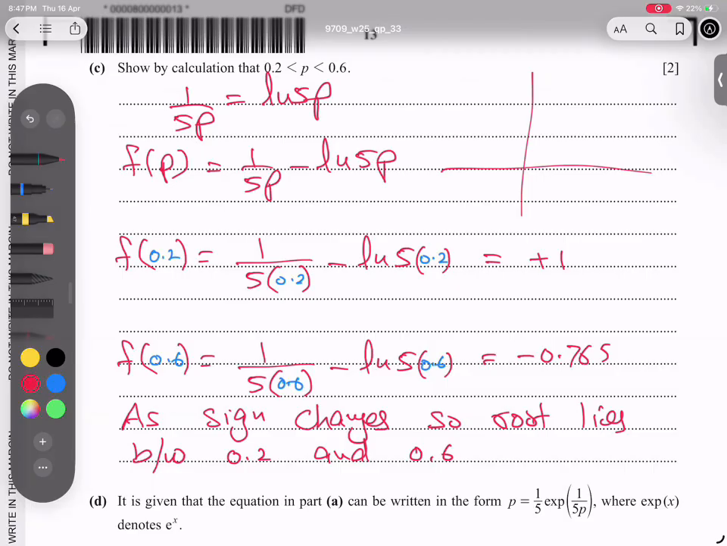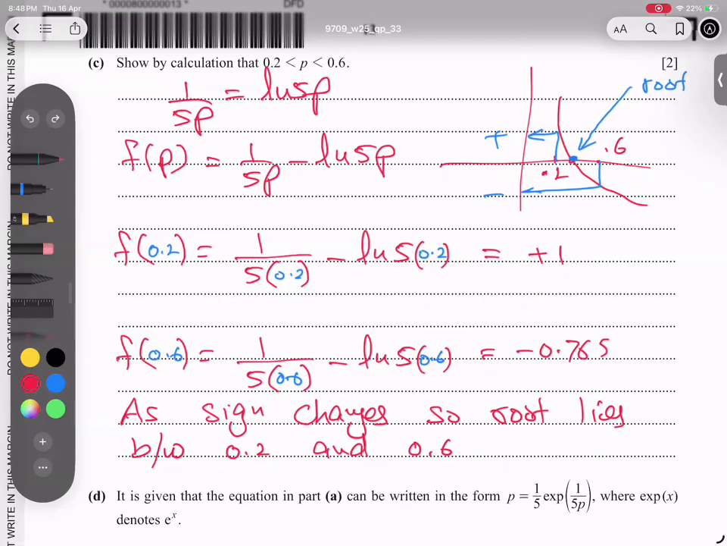For example, 0.2 and 0.6. So this is a curve. At 0.2, we have a positive value. At 0.6, we have a negative value. So this point is called the root. A root is a solution, cutting the x-axis. That is why you see one answer is positive and one answer is negative. As the sign changes, we can say the root lies between the two points.